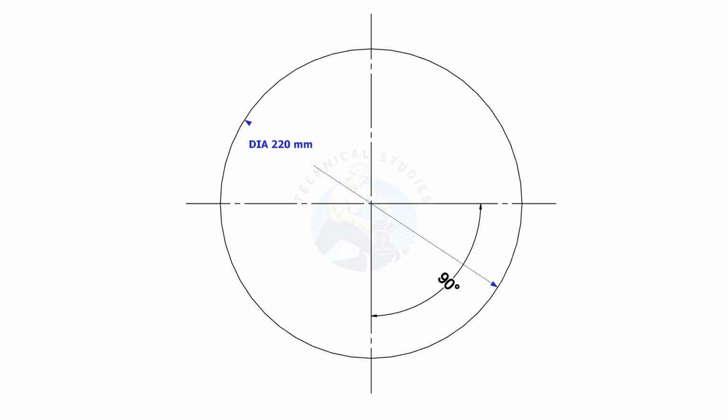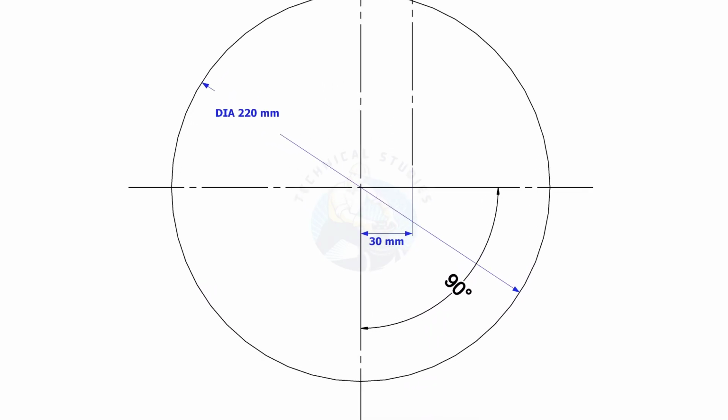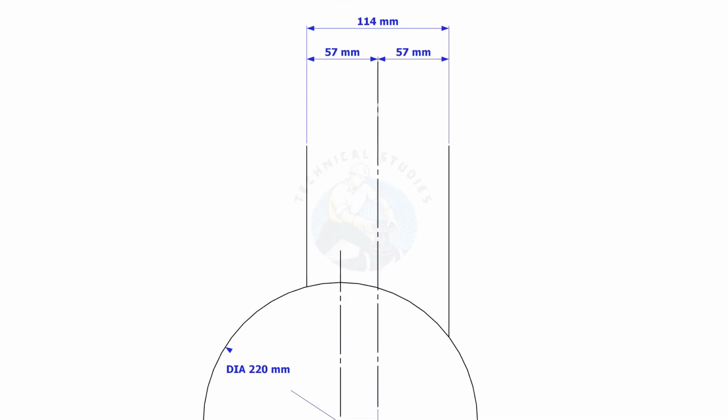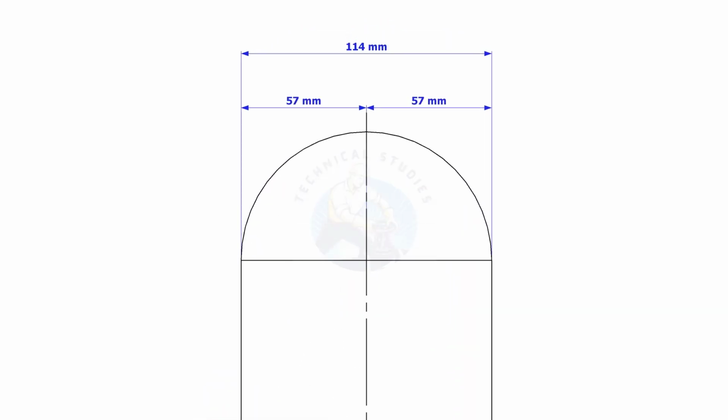Draw the header ID circle. Draw the offset center line. Draw the half OD on both sides of the branch center line. Draw a half circle of radius half OD of the branch.